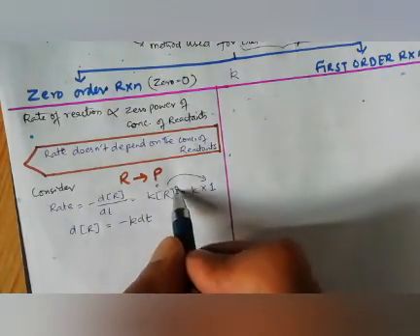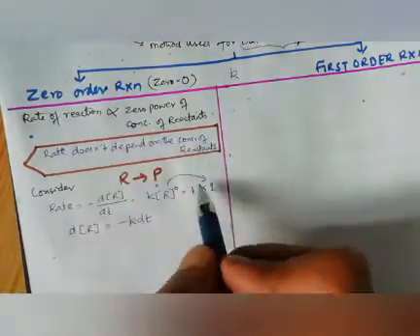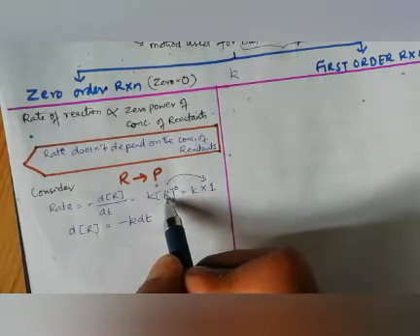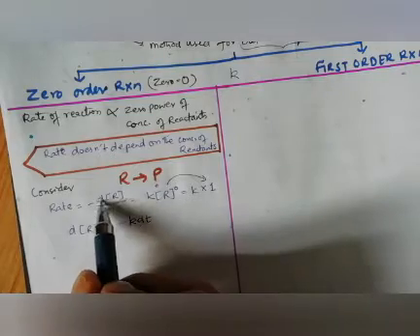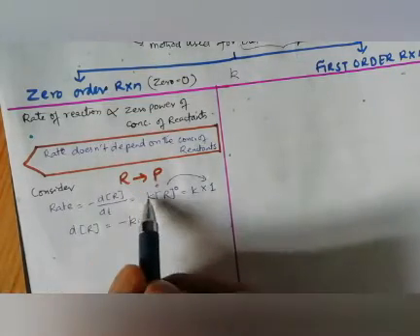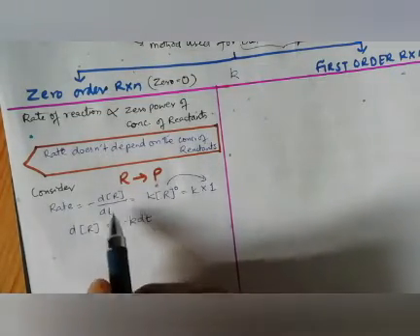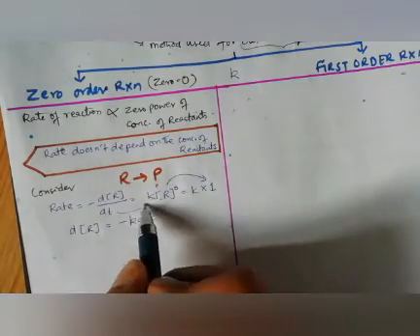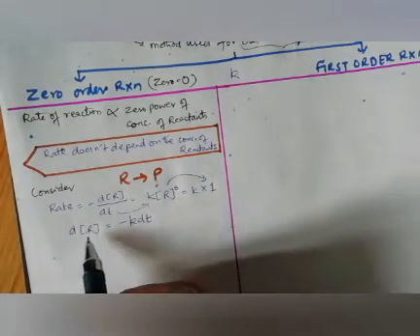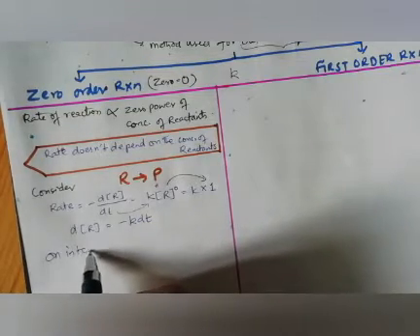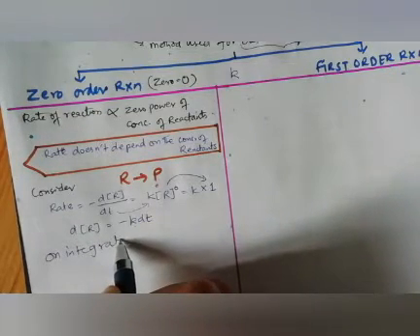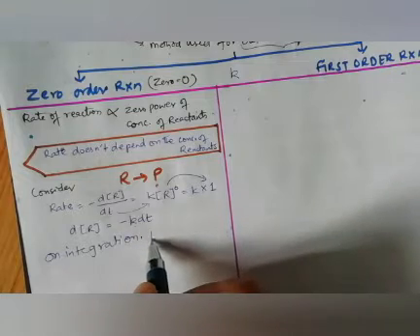So rate is equal to minus d[R] upon dt, whereas the concentration of R is raised to power 0, because we are talking about a zero order reaction. So [R] to the power 0 is always equal to 1. So dR is equal to minus k dt. Now we are going to integrate on both sides.